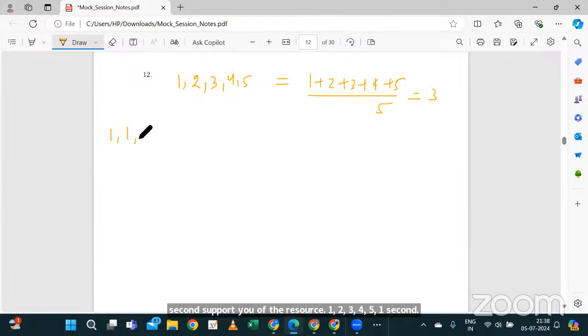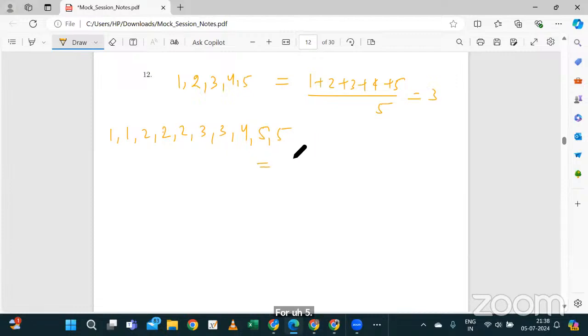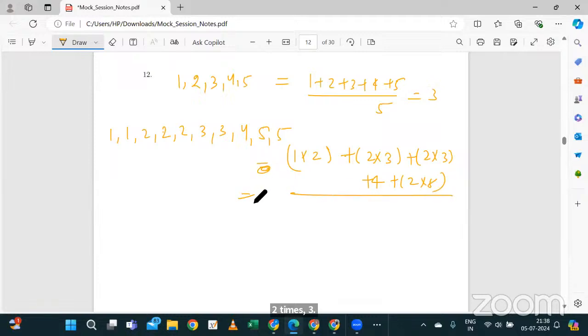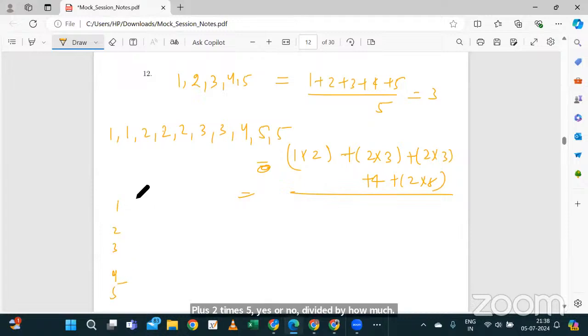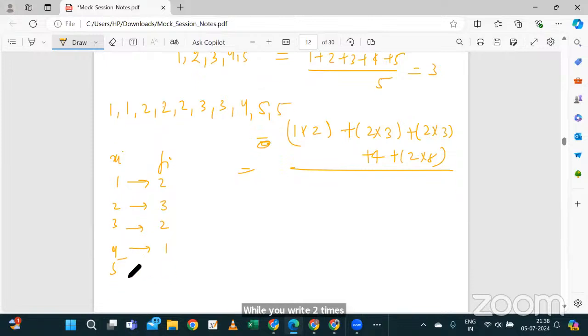Now, if you have observations 1, 1, 2, 2, 2, 3, 3, 4, 5, 5, then how will you write? You will write 1 times 2, plus 2 times 3, plus 3 times 2, plus 4, plus 5 times 2, yes or no? Divide by how much? I will write 1, 2, 3, 4, 5. What is the frequency for 1? 2. What is the frequency for 2? 3. What is the frequency for 3? 2. What is the frequency for 4? 1. What is the frequency for 5? 2.